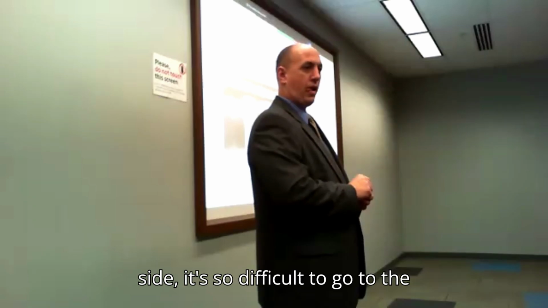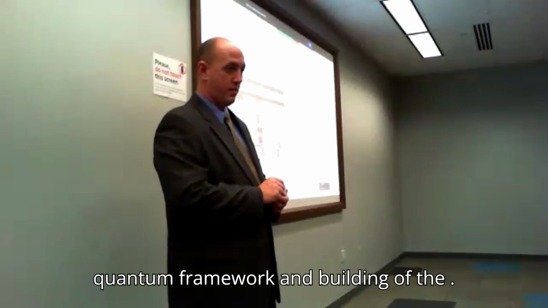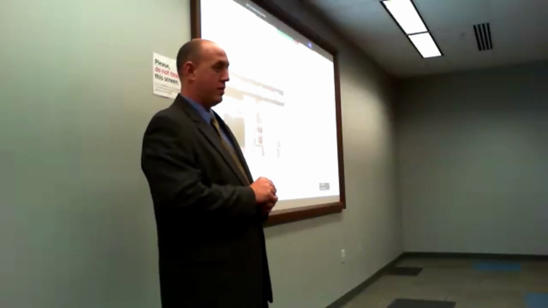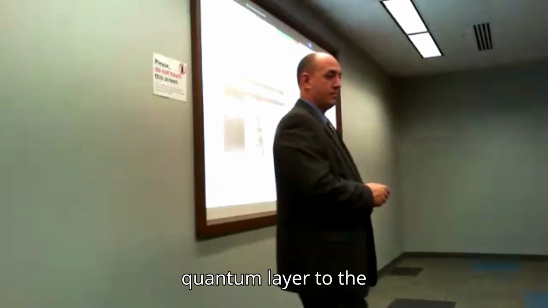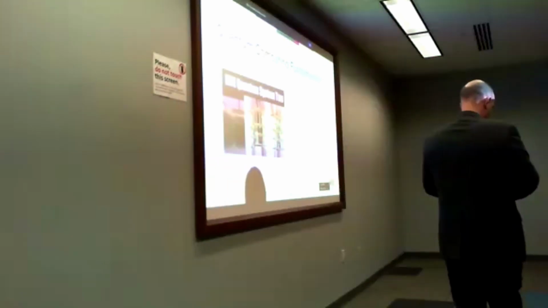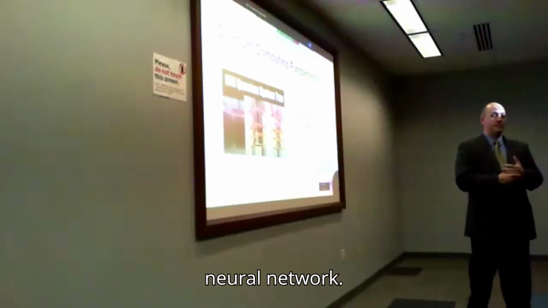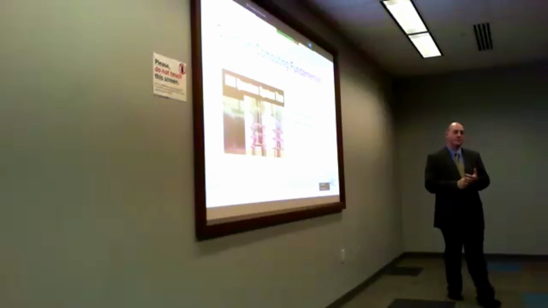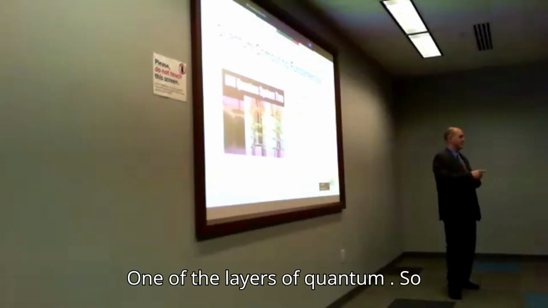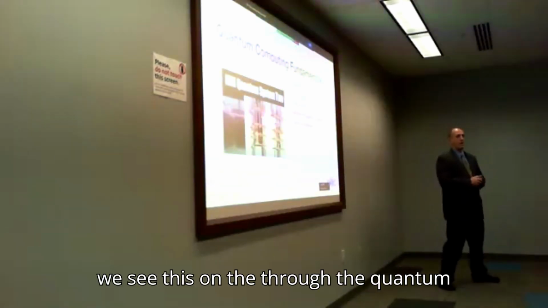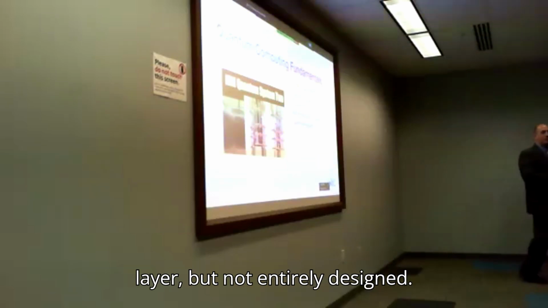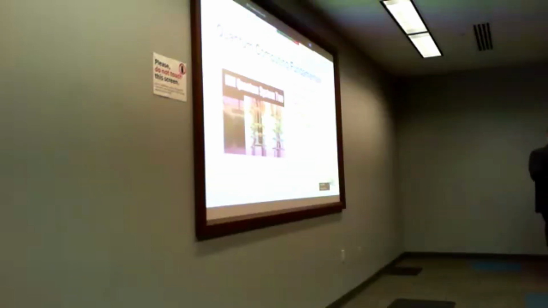Yeah, from the AI side, it's so difficult to go to the quantum framework and build up the community. That's why what we did is bring the quantum layer into the current neural network, as one of the layers of the network. And Tom did it for his own problem. So we see some improvement from the quantum layer, but it's not entirely designed that way.